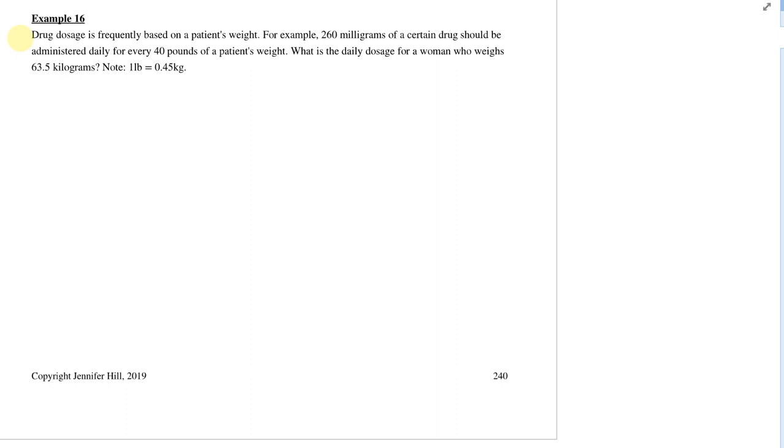What is the daily dosage for a woman who weighs 63.5 kilograms? Note, 1 pound is 0.45 kilograms. Okay, so first things first, my question is, where is the proportion in this problem? Maybe you want to read it over, pause the video, and hit play when you're ready. So the proportion is actually stated in this part right here.